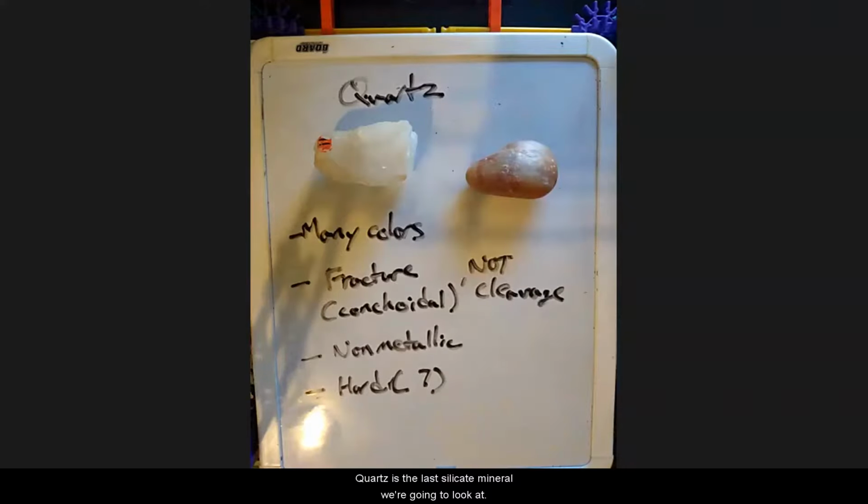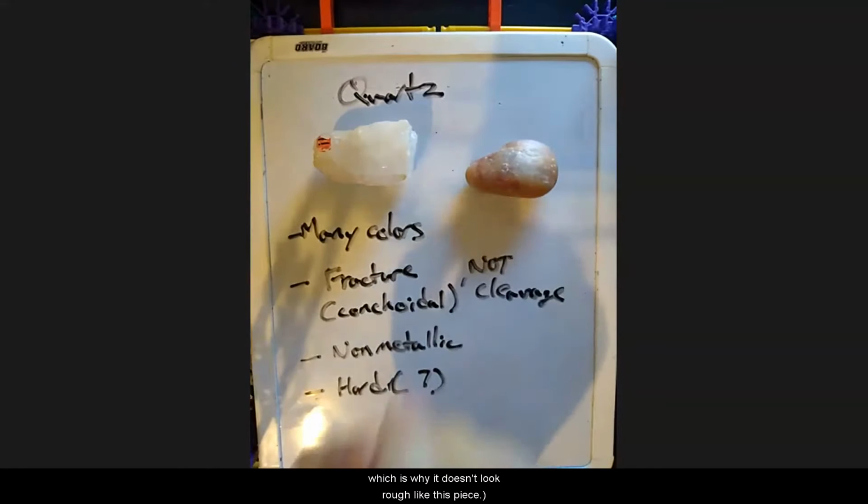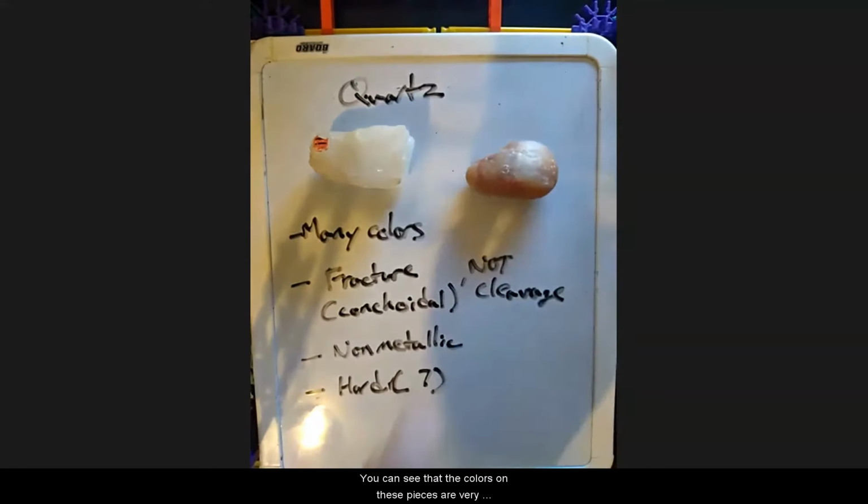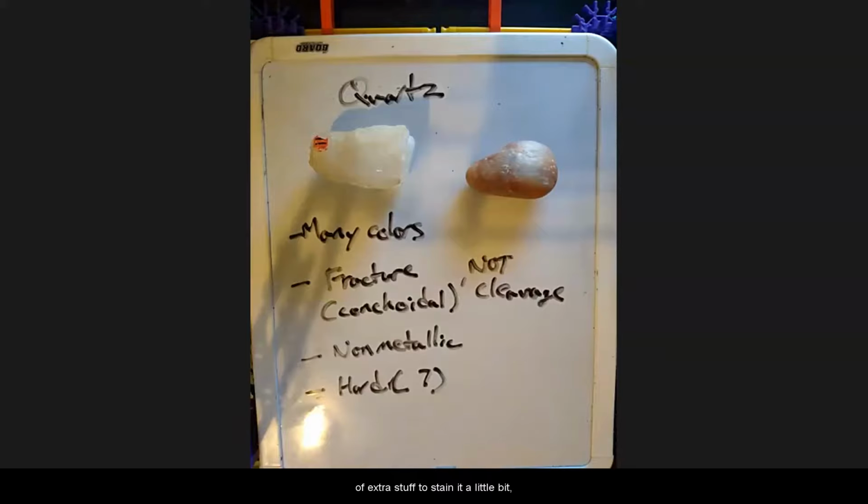Quartz is the last silicate mineral we're going to look at. It can be many different colors, so I'll give you a sense here looking at these two different samples. They look very different. This one's been rounded by a stream too, which is why it doesn't look rough like this piece. But you can see that the colors on these pieces are very different. Quartz just needs a little bit of extra stuff to stain it, so that's why it can take on so many different colors. Color is not a very good diagnostic property for quartz.